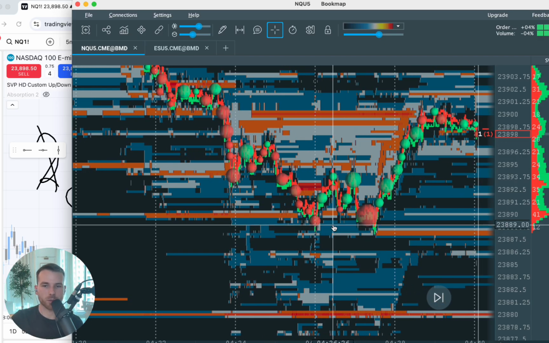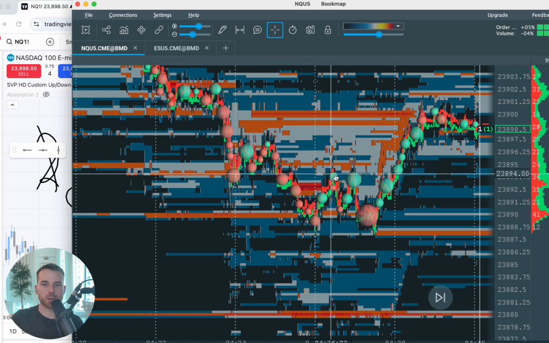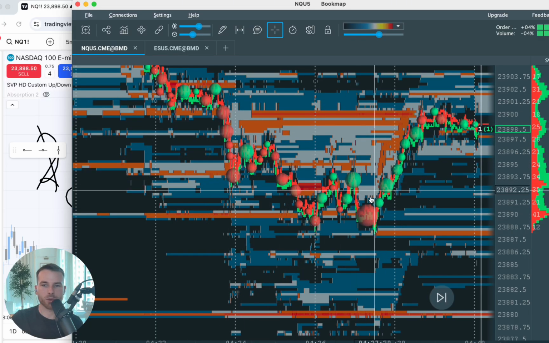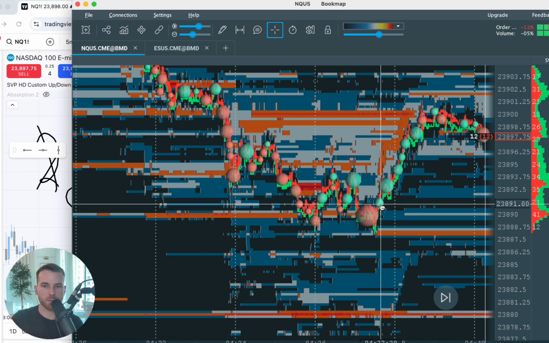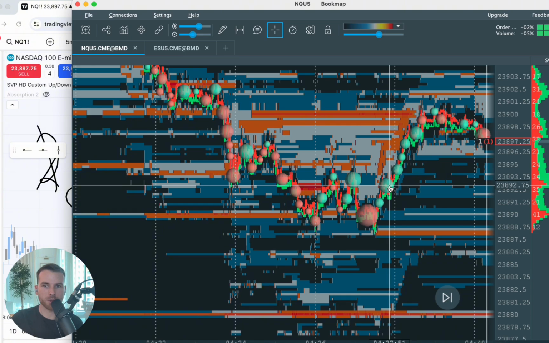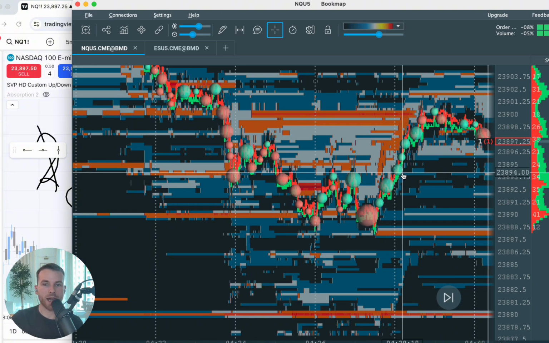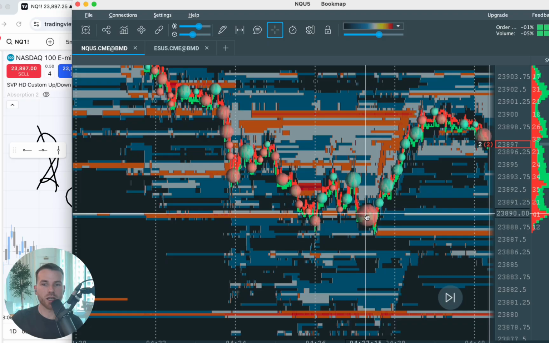Now, what is an absorption, guys? Look at all of these bubbles here. And by the way, is buying or selling being rewarded here at this level? Buying. You see some buying coming in, market goes up. More buying comes in, market goes up. Buying is being rewarded.